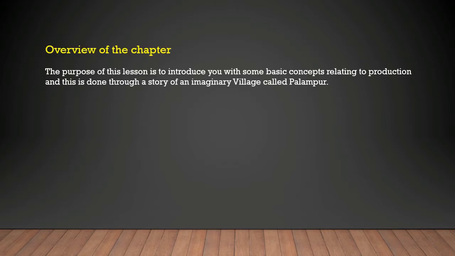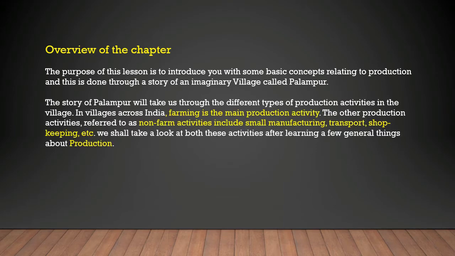Overview of the chapter. The purpose of this lesson is to introduce you to some basic concepts relating to production, and this is done through a story of an imaginary village called Palampur. The story of Palampur will take us through the different types of production activities in the village. In villages across India, farming is the main production activity. The other production activities, referred to as non-farm activities, include small manufacturing, transport, shopkeeping, etc. We shall take a look at both these activities after learning a few general things about production.